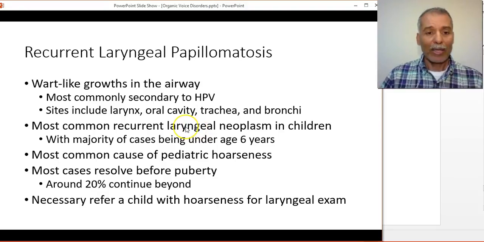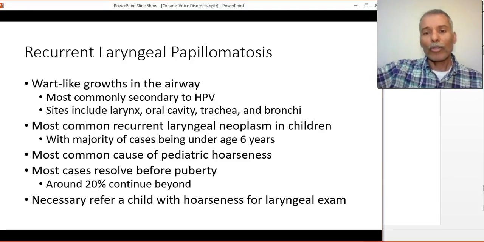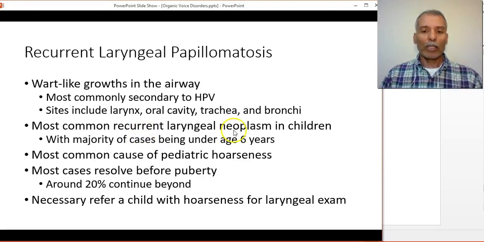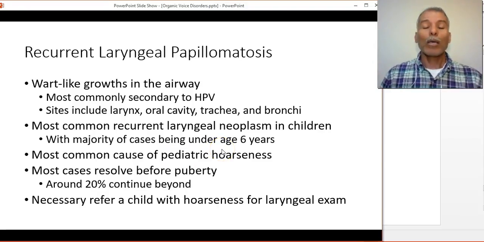It's the growths that need to have multiple surgeries, surgery after surgery. You just remove the tissue, and then you expect to go back again to remove it after a certain period of time. So that is again the most common recurrent laryngeal neoplasm. The majority of cases are seen under age 6 years because of the proximity to the birth date. And this, again, is the most common cause of pediatric hoarseness.